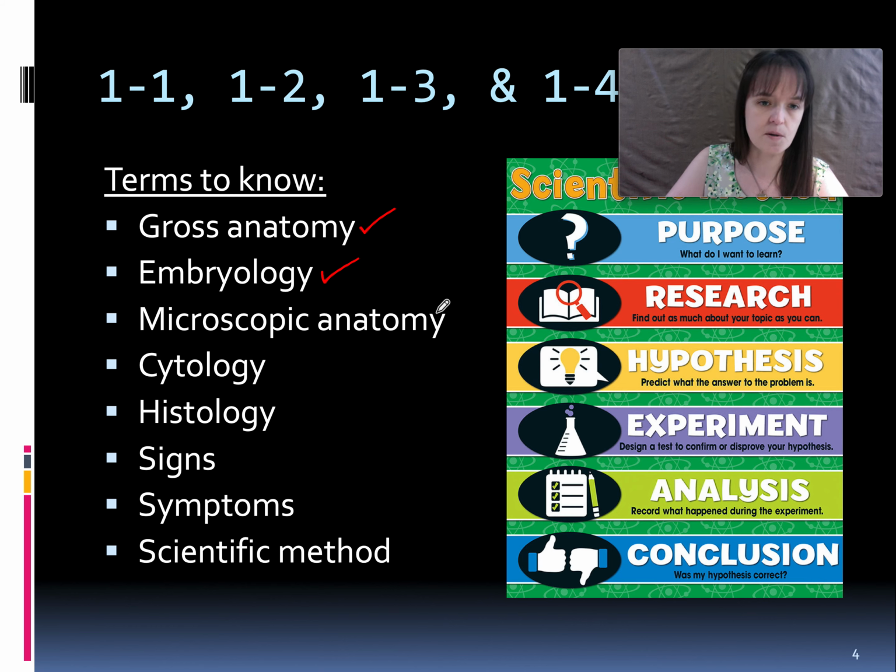Microscopic anatomy. Macro means large, micro means small, and a scope means to see. So a scope is something you see through. Microscope, telescope, periscope. Yeah, here's the third one. So this is anatomy that you need a microscope to see. So some of the tissues are microscopic, cells are microscopic, and the things inside the cells.